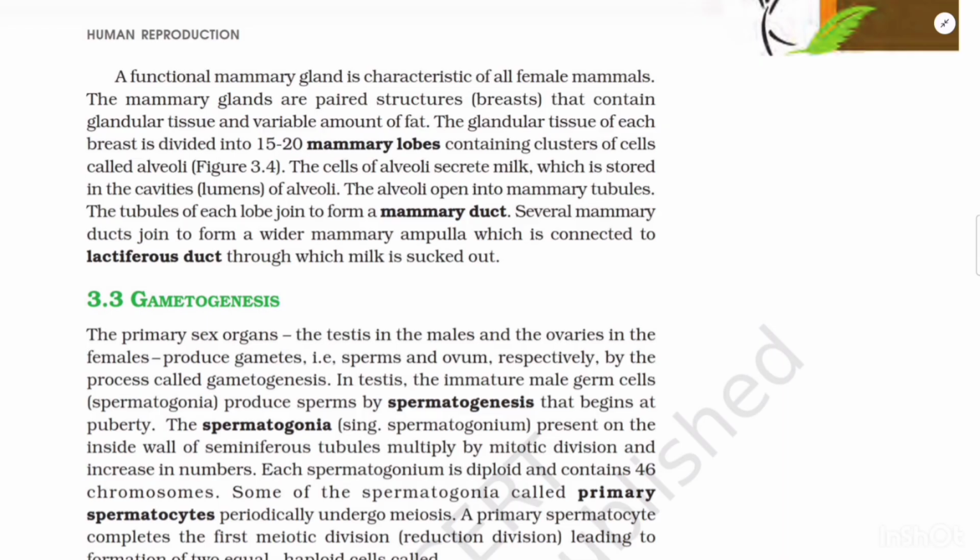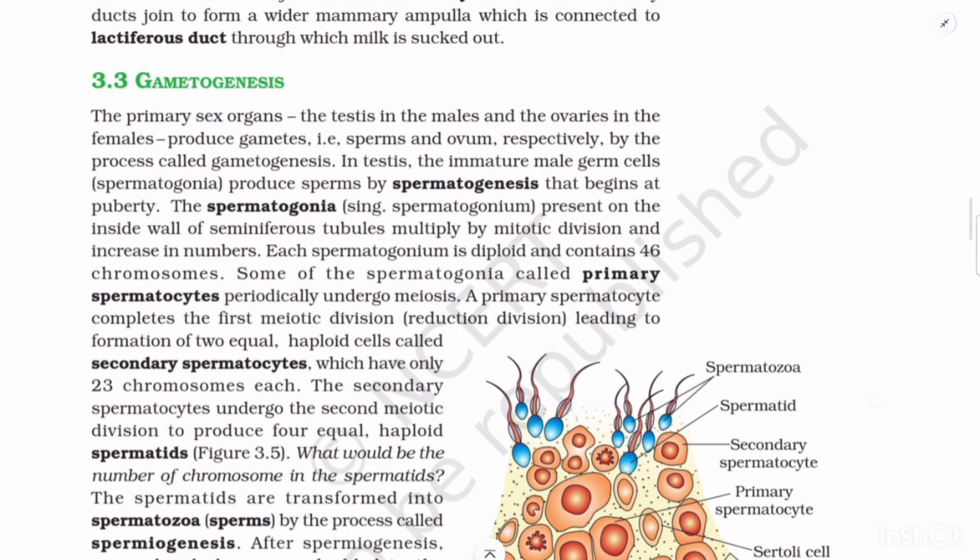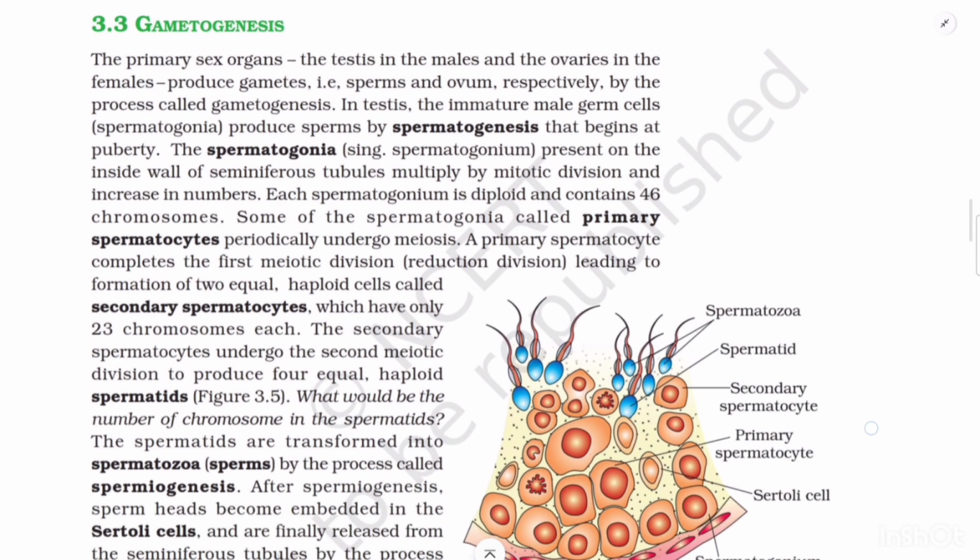The alveoli open into mammary tubules. The tubules of each lobe join to form a mammary duct. Several mammary ducts join to form a wider mammary ampulla which is connected to lactiferous duct through which milk is sucked out. 3.3 Gametogenesis. The primary sex organs, the testes in the males and the ovaries in the females, produce gametes, that is, sperms and ovum respectively, by the process called gametogenesis.